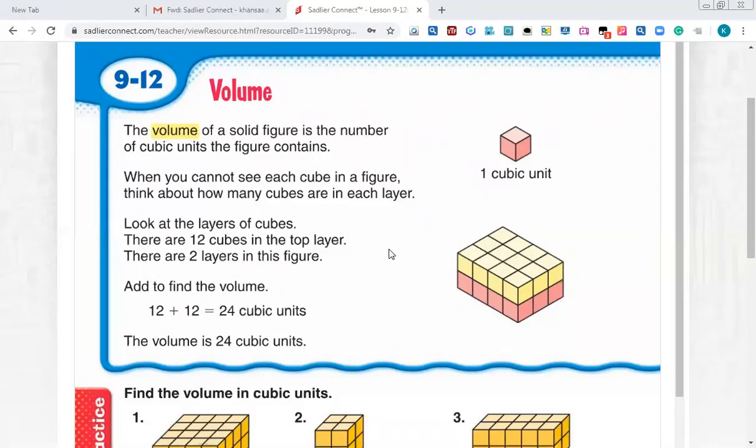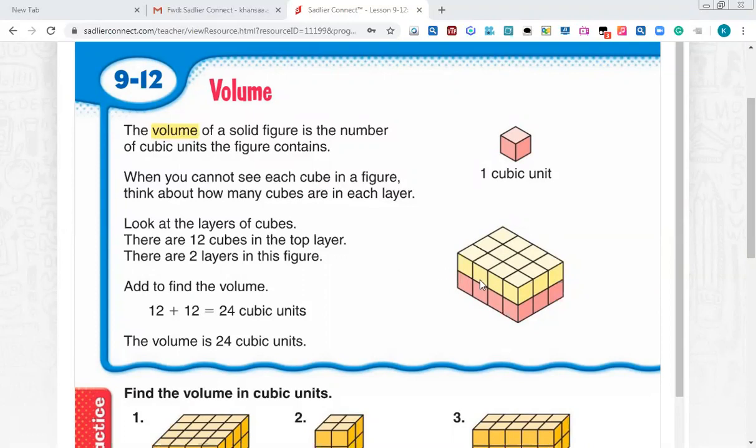So when you cannot see each cube in a figure, think about how many cubes are in each layer. So look at the layers. We have to look at the layers. Layers means how many levels each figure has. So look at the layers of cubes.